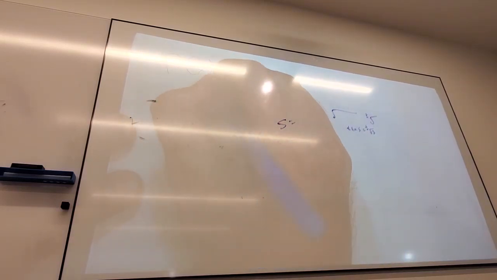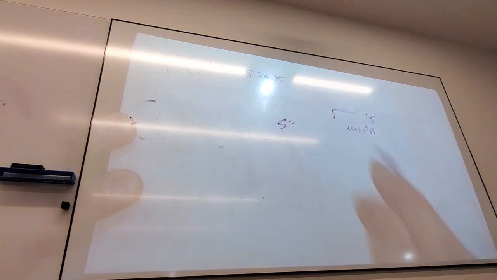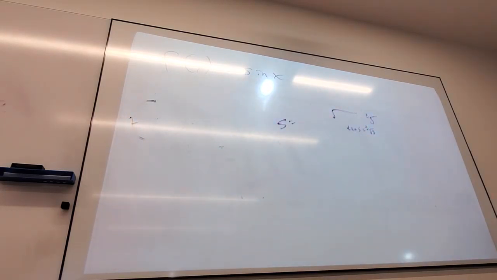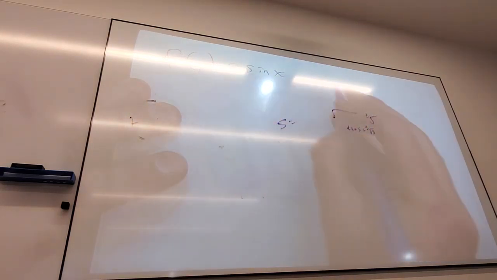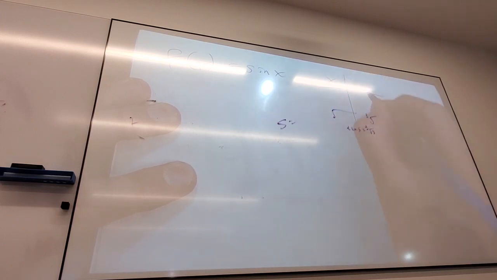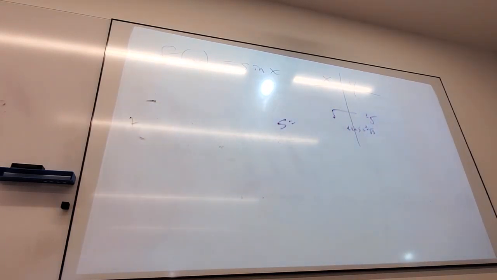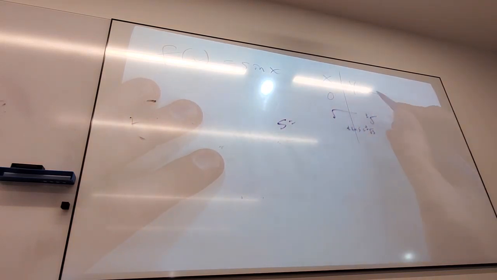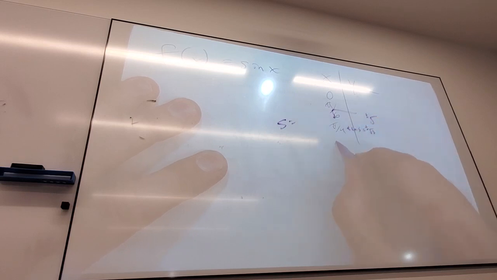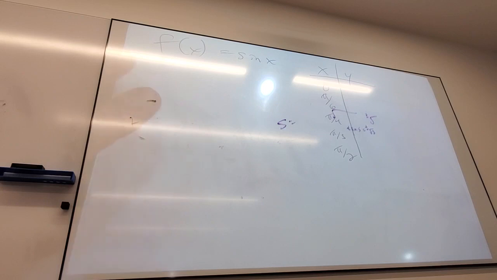So let's say I have this function, sine x. Let's throw some values in there. Let's use radians, just because I'm evil. 0, pi over 6, pi over 4, pi over 3, pi over 2. We'll start with these. So this we should all know.